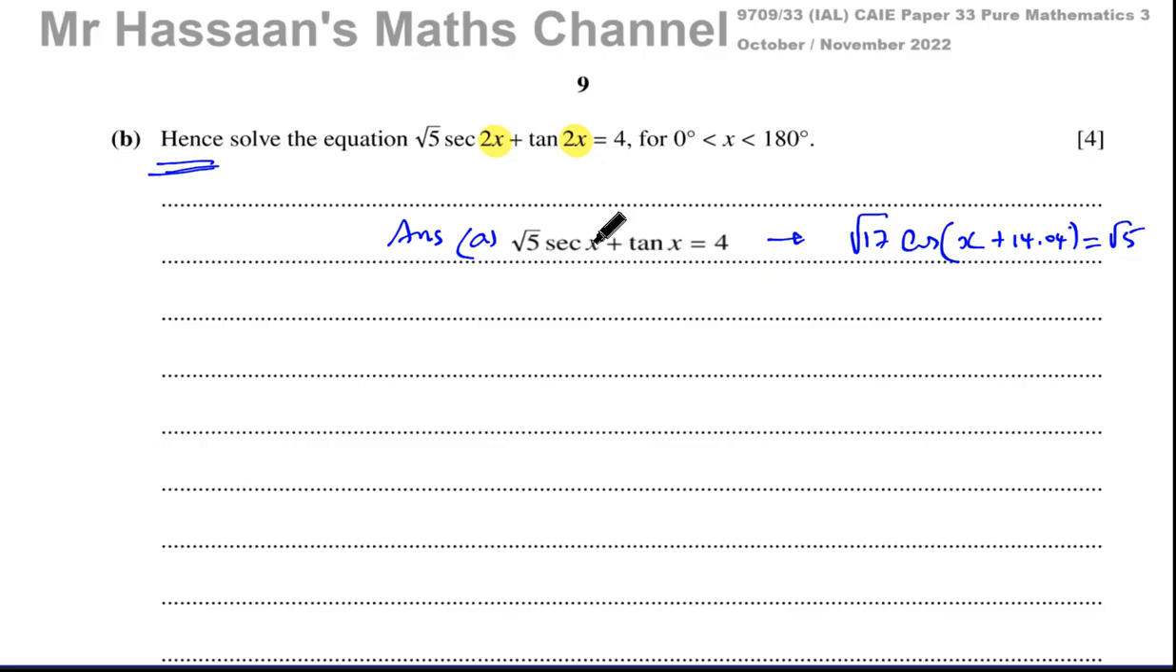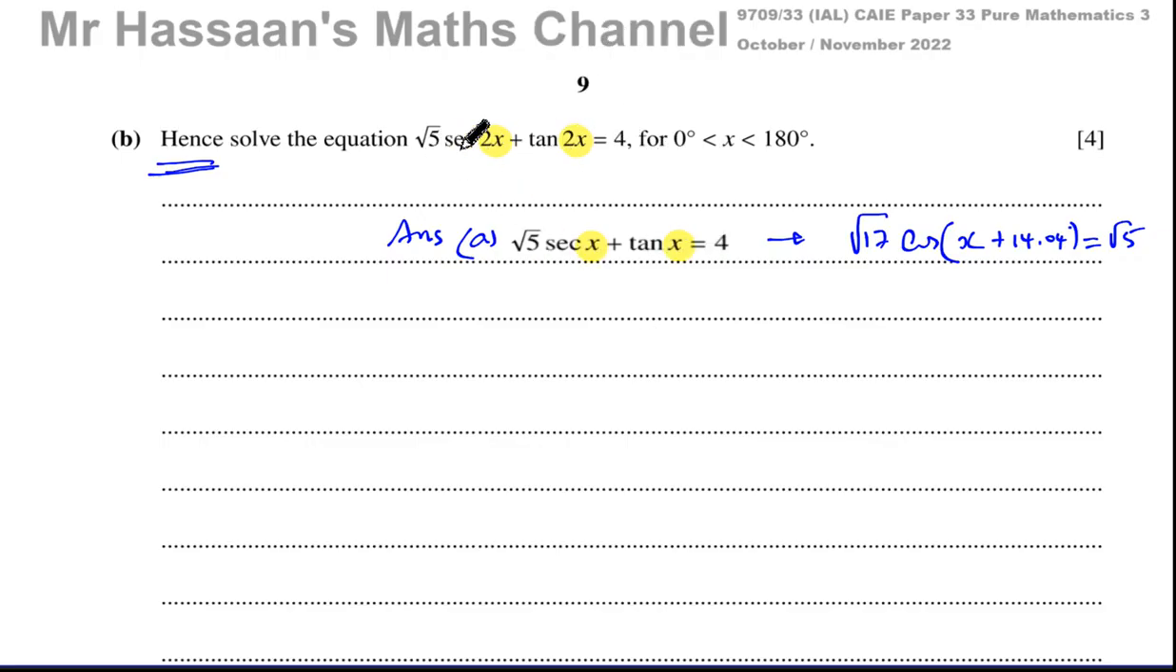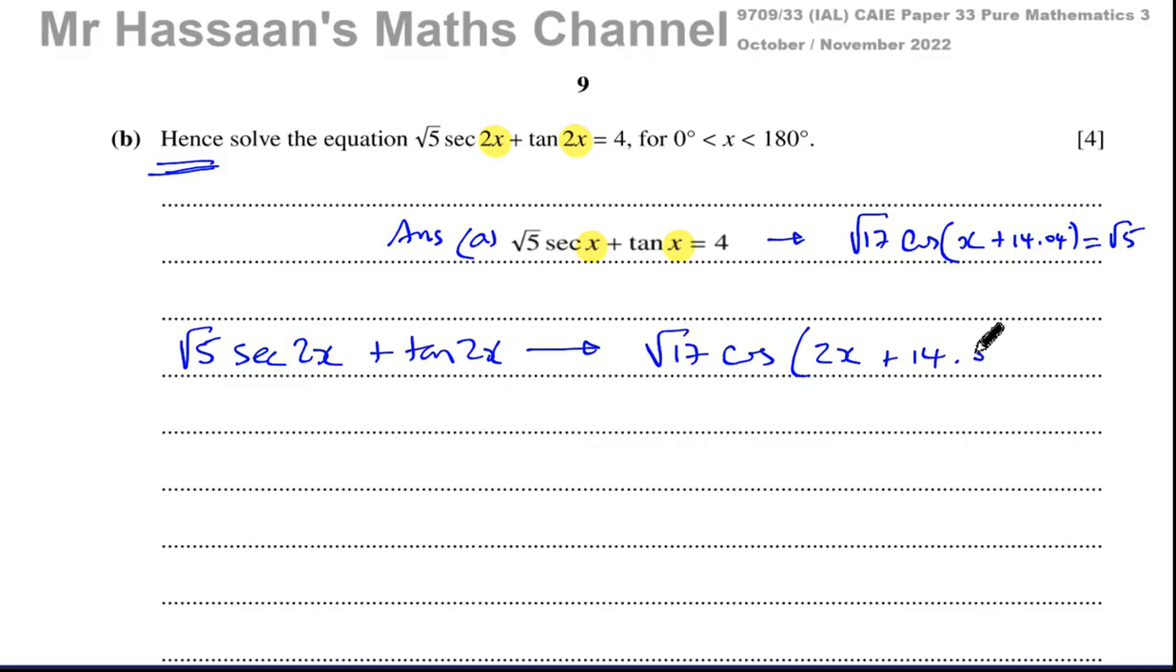These angles are 2x, and these angles are x. Right? So what we have to do is take care. We can rewrite this in this form. So we can say that root 5 of secant of 2x plus the tan of 2x is going to be the same. Well, we can rewrite this as root 17 times the cosine of 2x plus 14.04 degrees equals root 5.